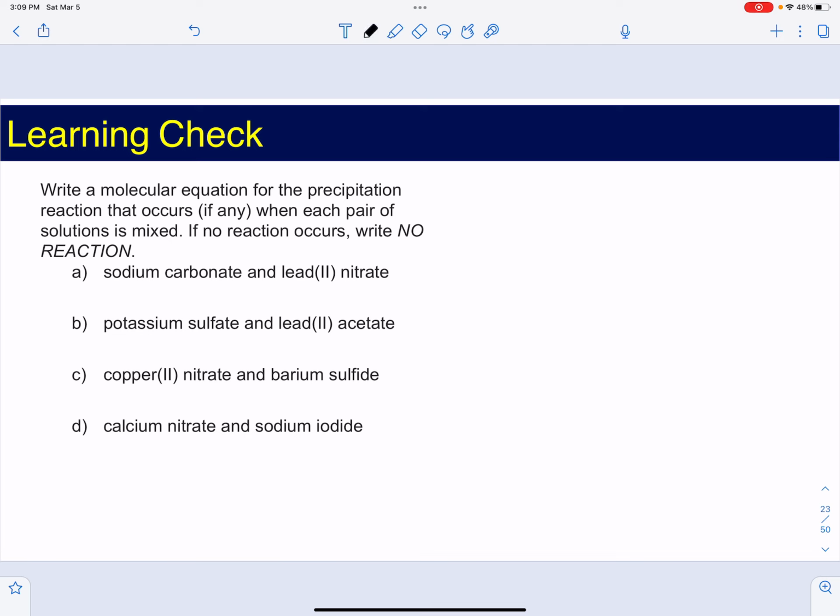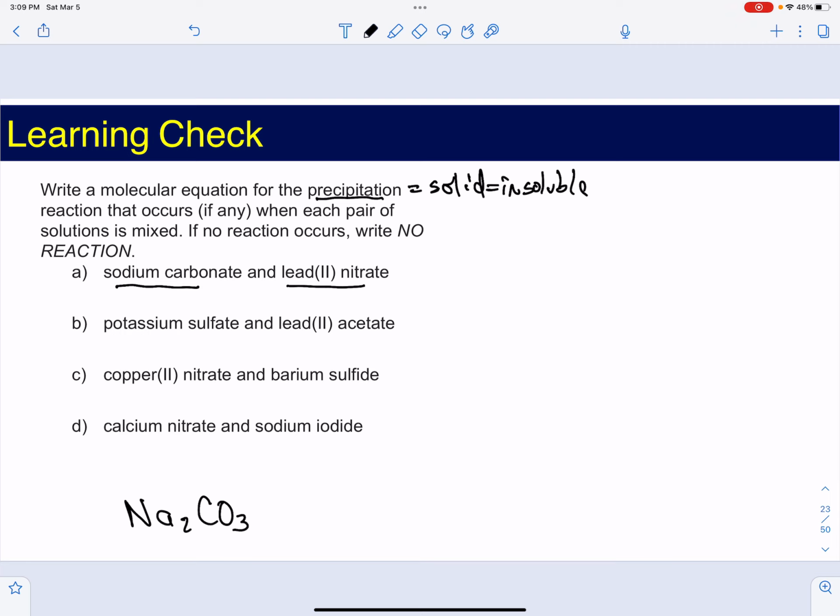So let's do this problem. Write a molecular equation for the precipitation reaction, so we know we're going to be making a solid because it's a precipitation reaction, which is nothing more than something that is insoluble. So when you combine sodium carbonate and lead 2 nitrate, can we predict what we're going to get? When we combine sodium carbonate, so this part you should be experts now. If not, this can really throw you off, so make sure you practice that.